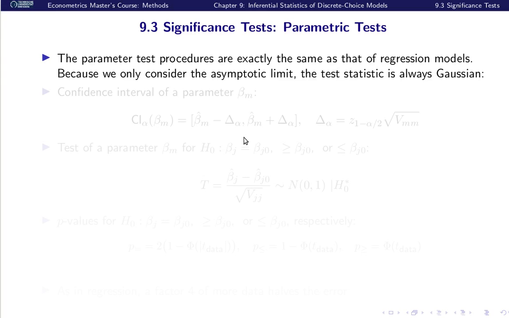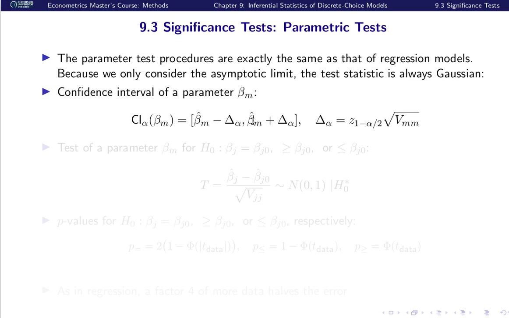As I said, the procedure is pretty much the same as in regression models, with the difference that we always assume the asymptotic case. That means we have comparatively many data, where also in the regression case the student t distribution reverts to the Gaussian, and we take the estimated variance-covariance matrix at face value. That means we do not consider second order errors, that is, errors of the estimation errors.